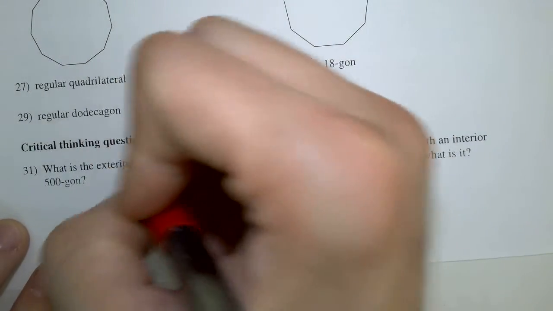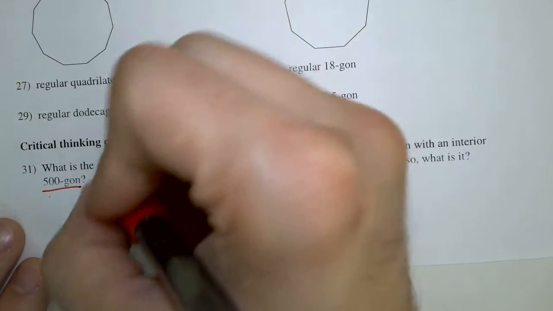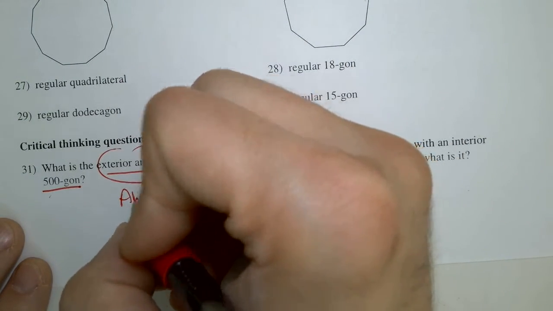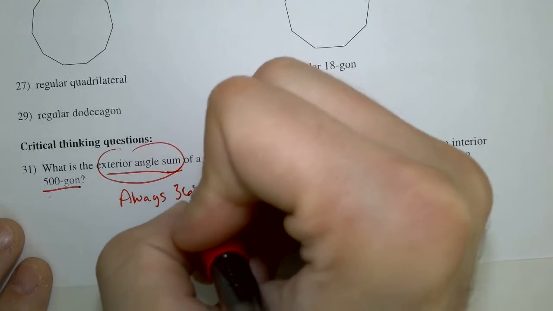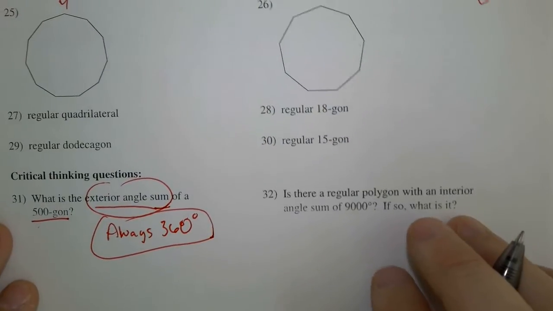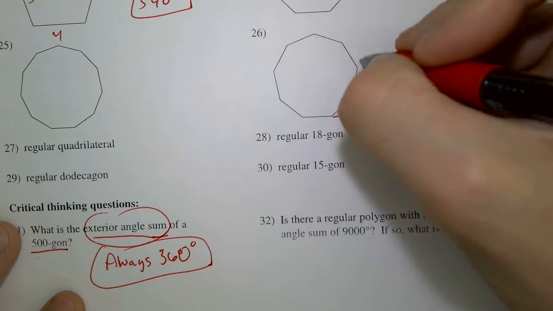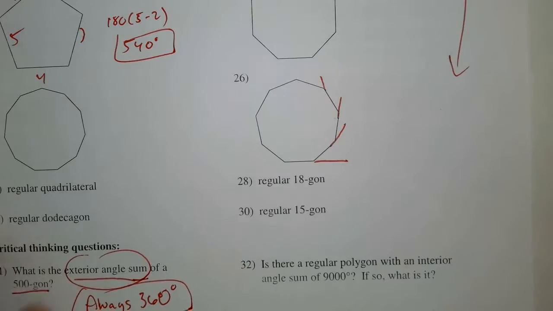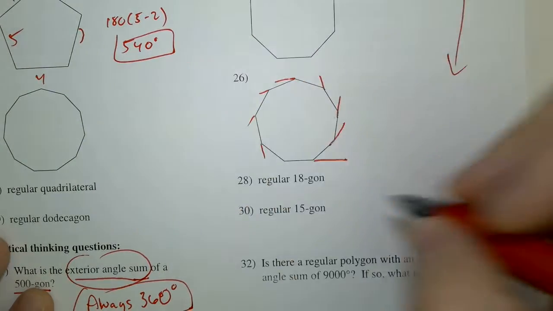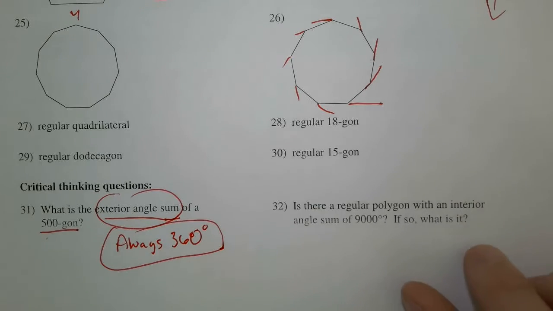What is the exterior sum of a 500-gon? The exterior sum is always 360 degrees. Every single time. Okay? And the reason why is you may notice that the exterior angles, the more sides you add, the smaller they get. And it ends up equaling a circle when it's all said and done. Okay? So always exterior angles add to 360.